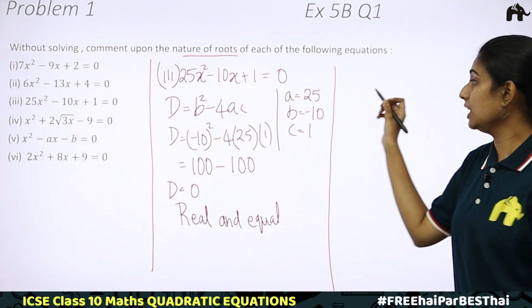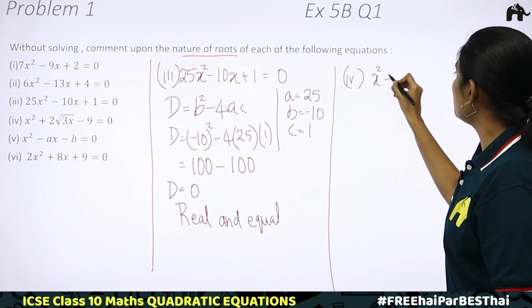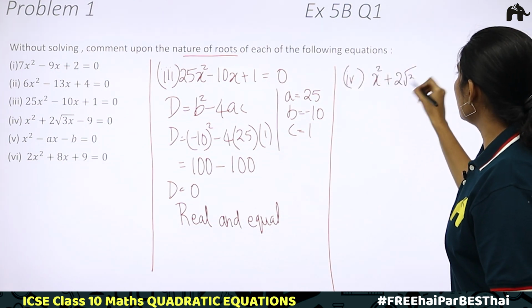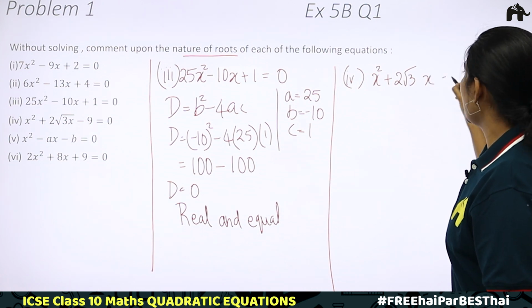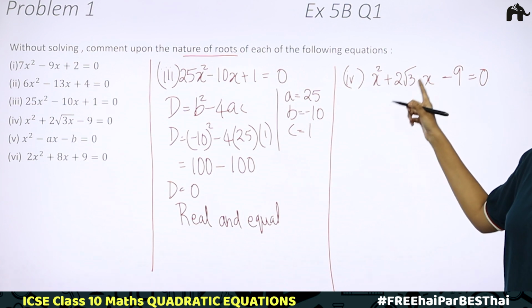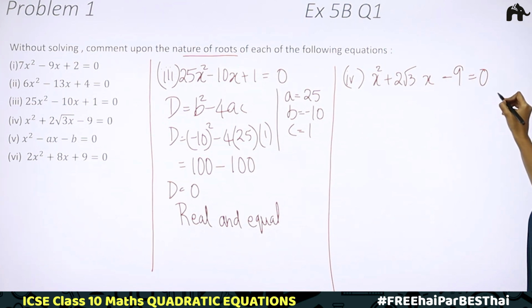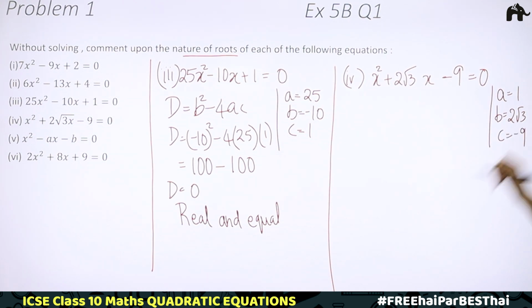Now the fourth equation, x square plus 2 root 3x minus 9 is equal to 0. Here a is equal to 1, b is equal to 2 root 3 and c is equal to minus 9.